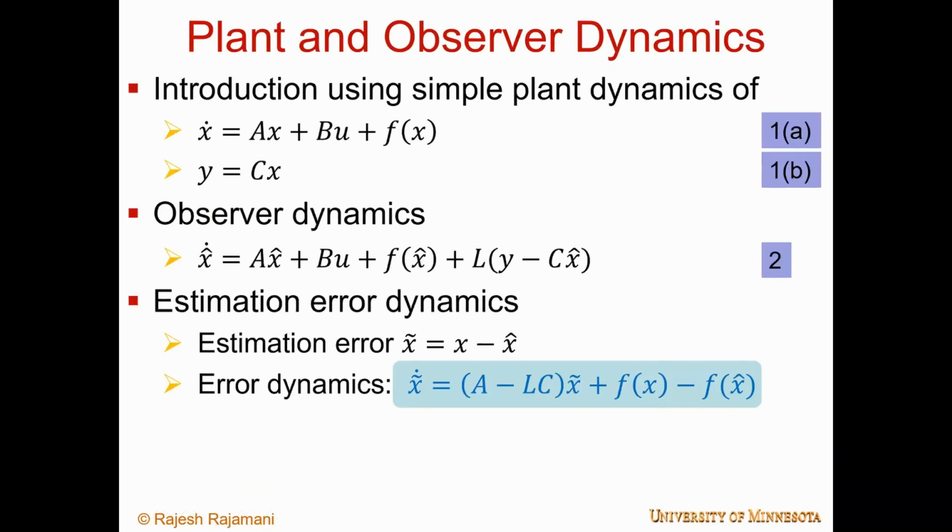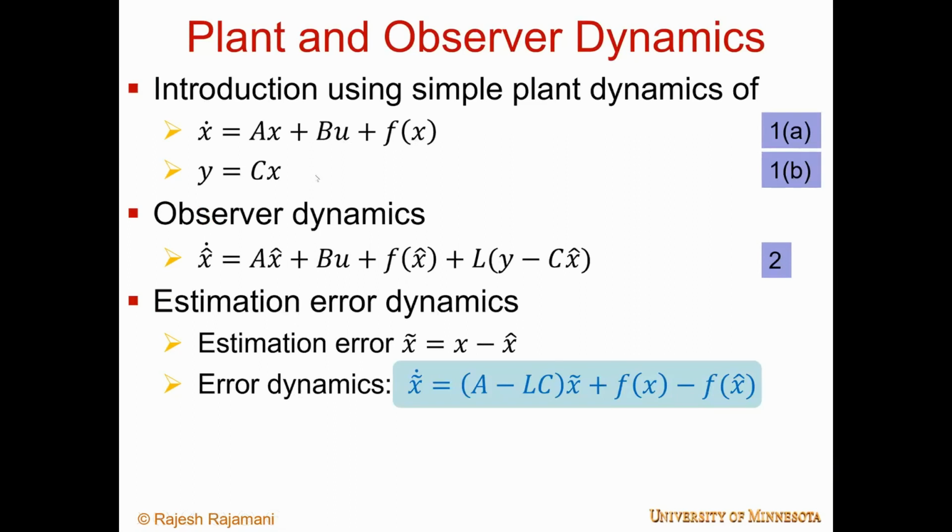So we'll start with this simple plant dynamics. The system is x dot is equal to ax plus bu, where u is a known input, plus f of x. So f of x is the nonlinearity. y is equal to cx. The output equation is linear.